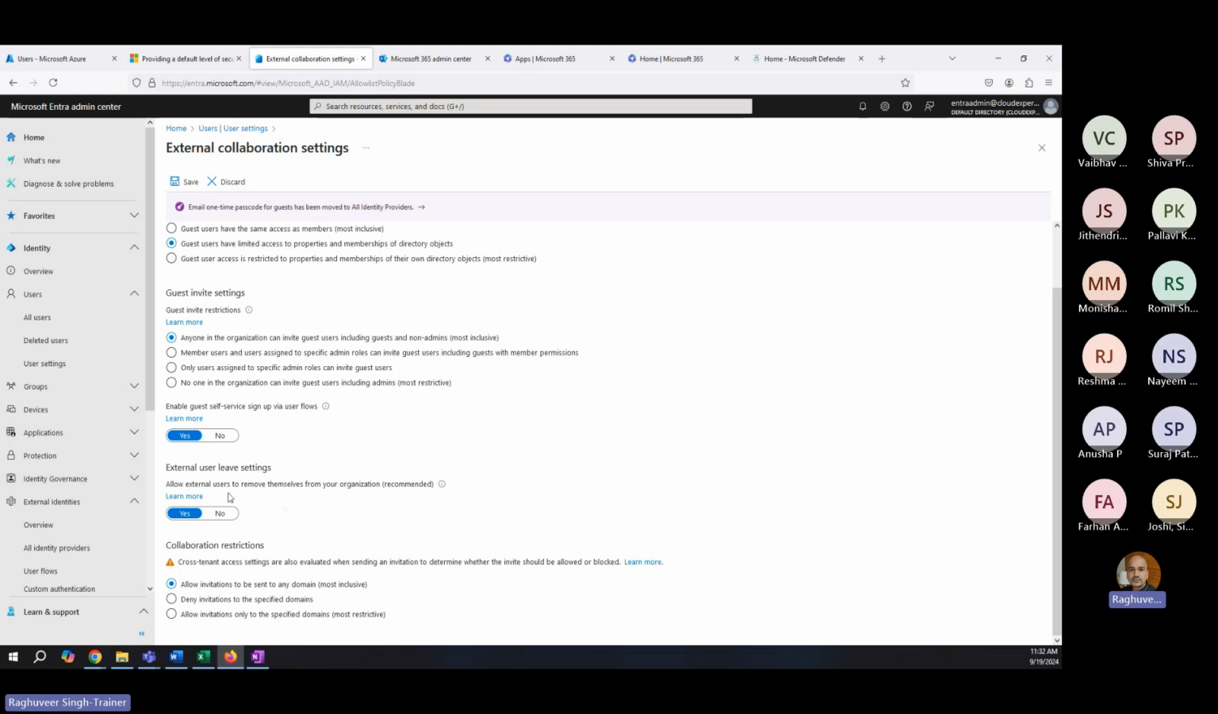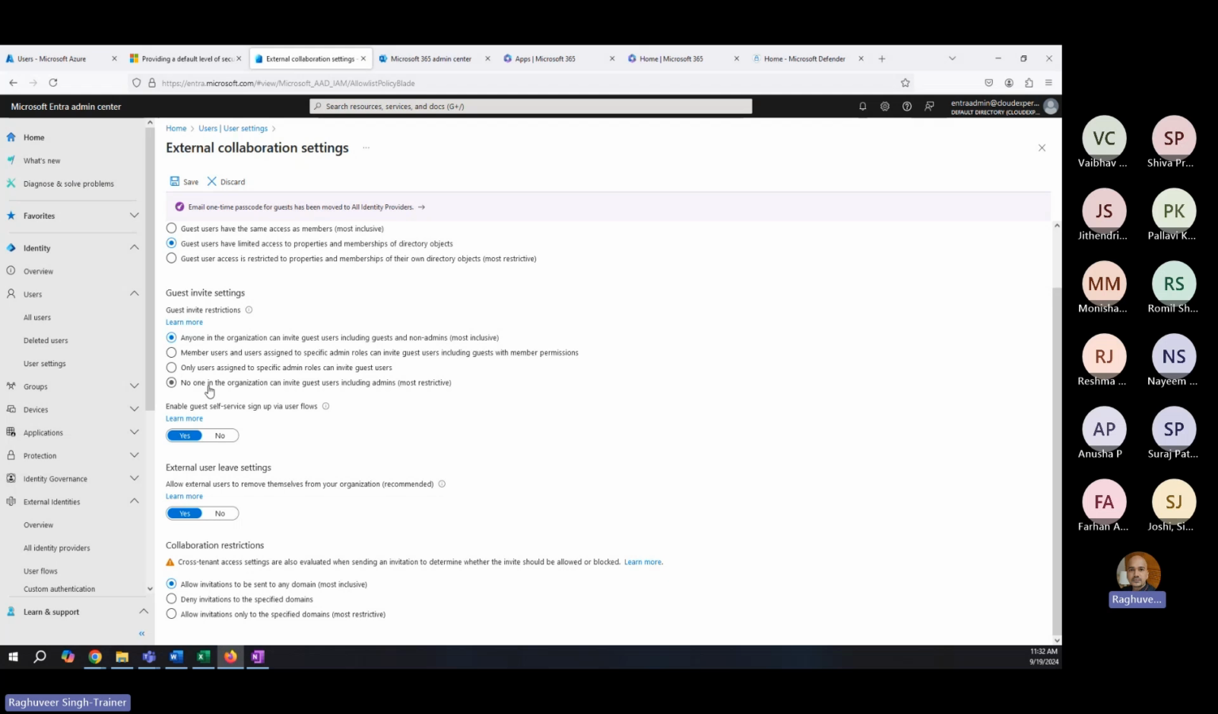No, it basically means that when somebody wants to leave, it doesn't require any workflow to be triggered. They can directly leave. They don't need any permissions. That's what it is. Then collaboration restrictions, very important that you need to understand here, because the majority of the leakage that happens in the environment is because of misconfiguration of these settings.